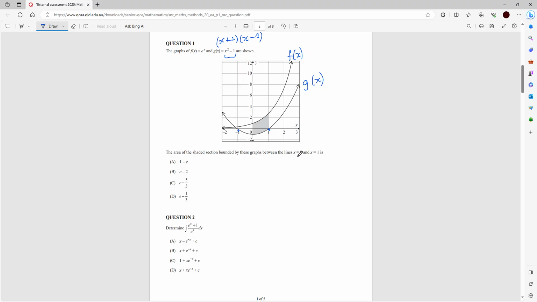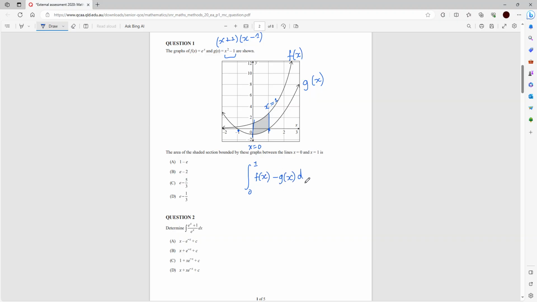So now it's asking for the shaded region between x equals 0 and 1. So that's this region here. So this is when x is 0 and this is when x is 1. Okay. So to work out this region, we need to work out what's on top and what's on bottom. So if you want this area, you need to integrate between 0 and 1 of your top function, f of x, minus your bottom function, g of x.